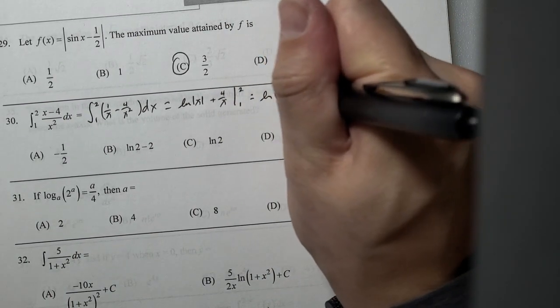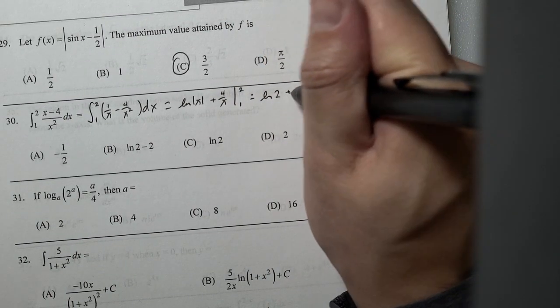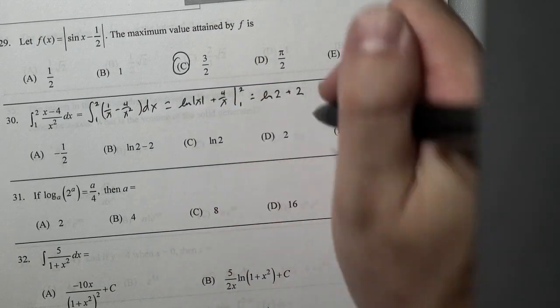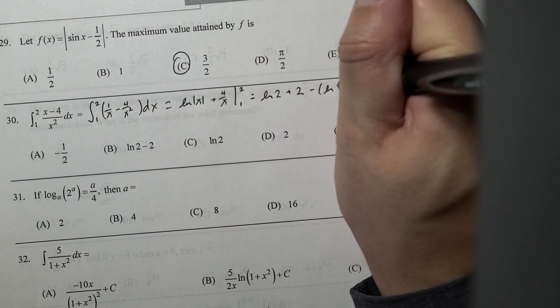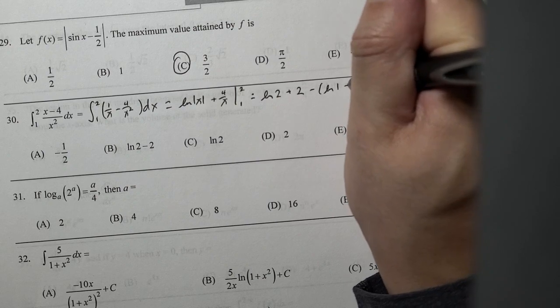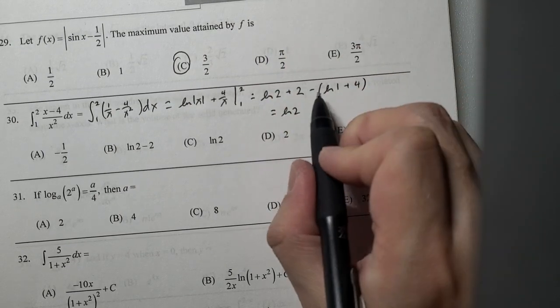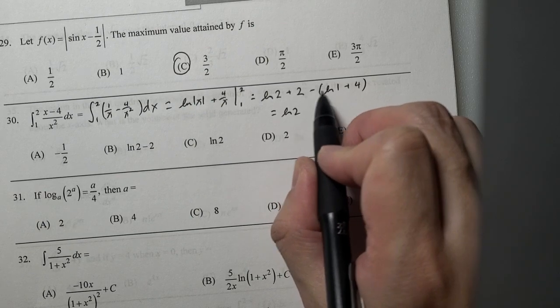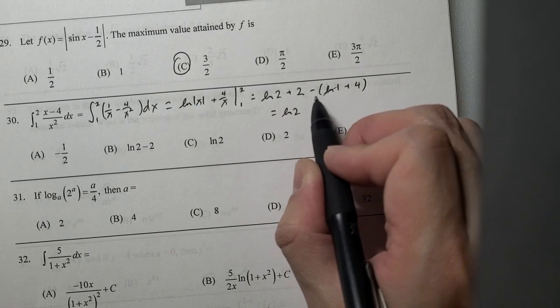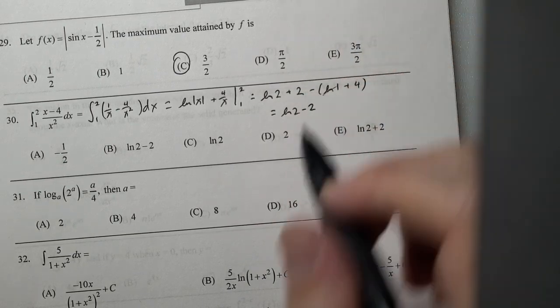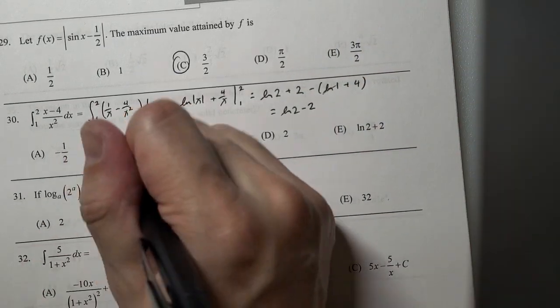So it'll be ln 2 plus 2, because ln 2 plus 4 over 2 is 2, minus ln 1 plus 4, okay? ln 2 plus 2, and ln 1 is 0, so that goes away. We have a minus 4, so 2 minus 4 is minus 2. There it is, B.